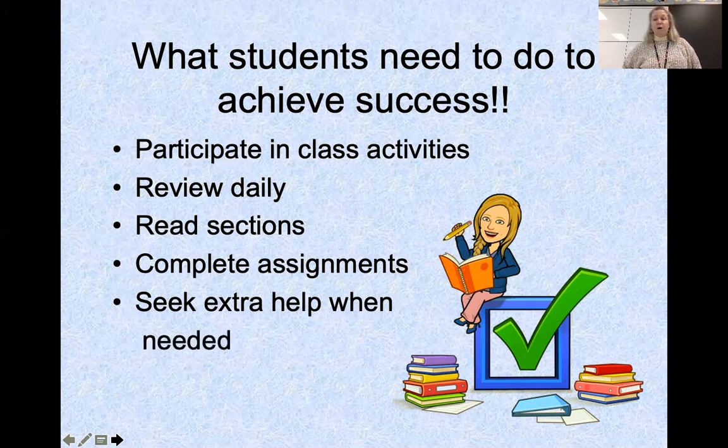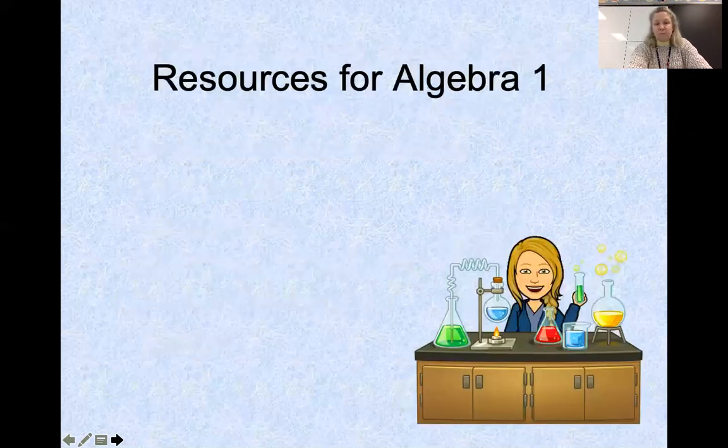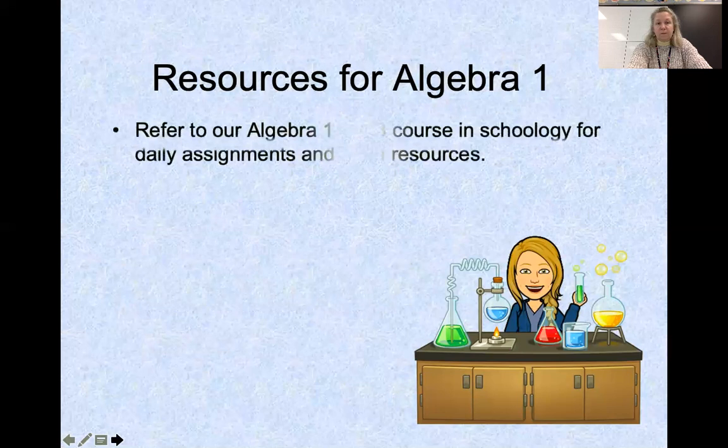They can get extra help during focus right now. And with the situation that we're in, if we need to set something else up, we could possibly set up a Google Meet at a time and meet that way. So they just need to communicate through the message feature in Schoology and ask for that extra help, and to definitely ask for help in class as well as during focus. They need to refer to the Algebra 1 course in Schoology for their daily assignments as well as the extra resources.